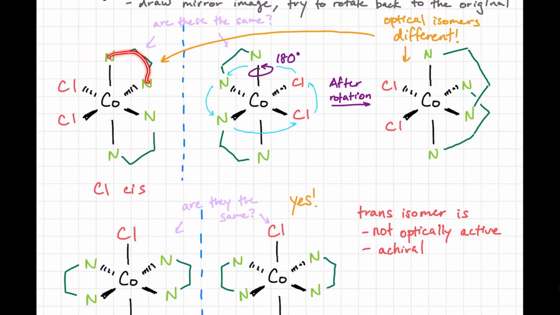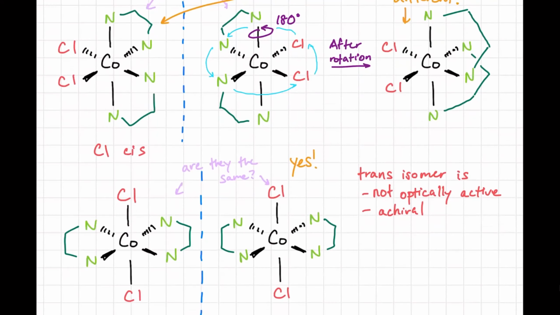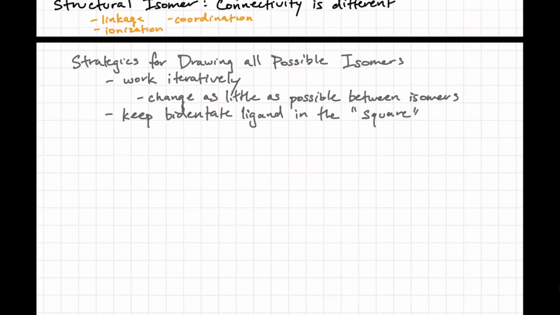Because when we did stuff like this, it did some really weird stuff where after you flipped it, you get something completely different. But if you keep them in that plane, in that square in the middle, even if you do any rotation, they're not going to do some kind of switcheroo on you. So if you keep them in the square, that will help you work through your possible isomers.